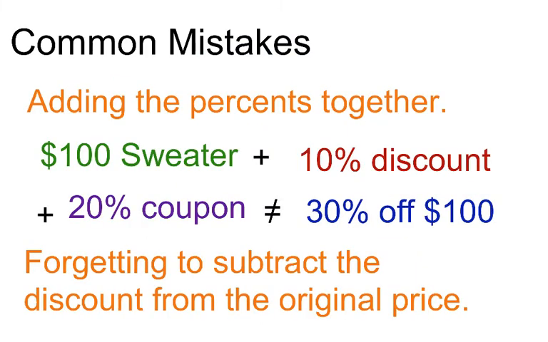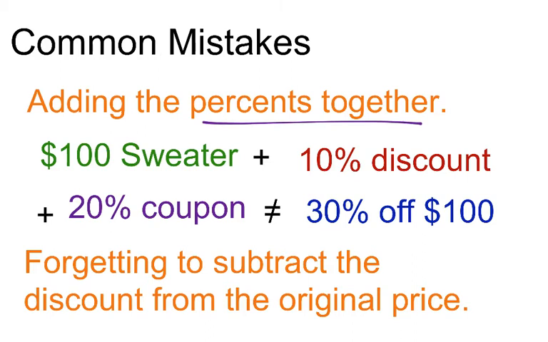So there are some common mistakes we want to avoid. One common mistake is adding the percents together. For example, a $100 sweater, if you have a 10% discount and a 20% coupon, that does not equal a 30% discount off the original price. That's a very common mistake that even adults make, adding the percents together.